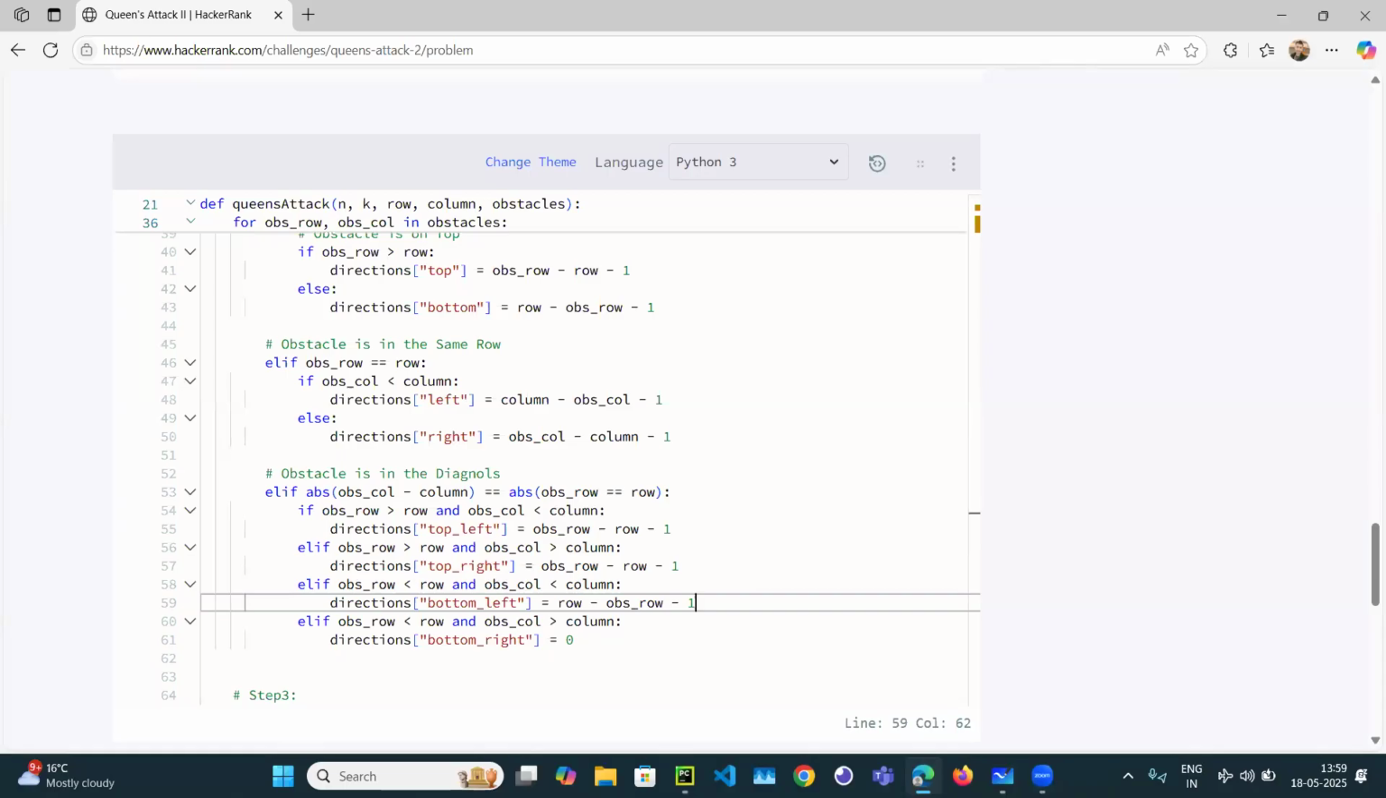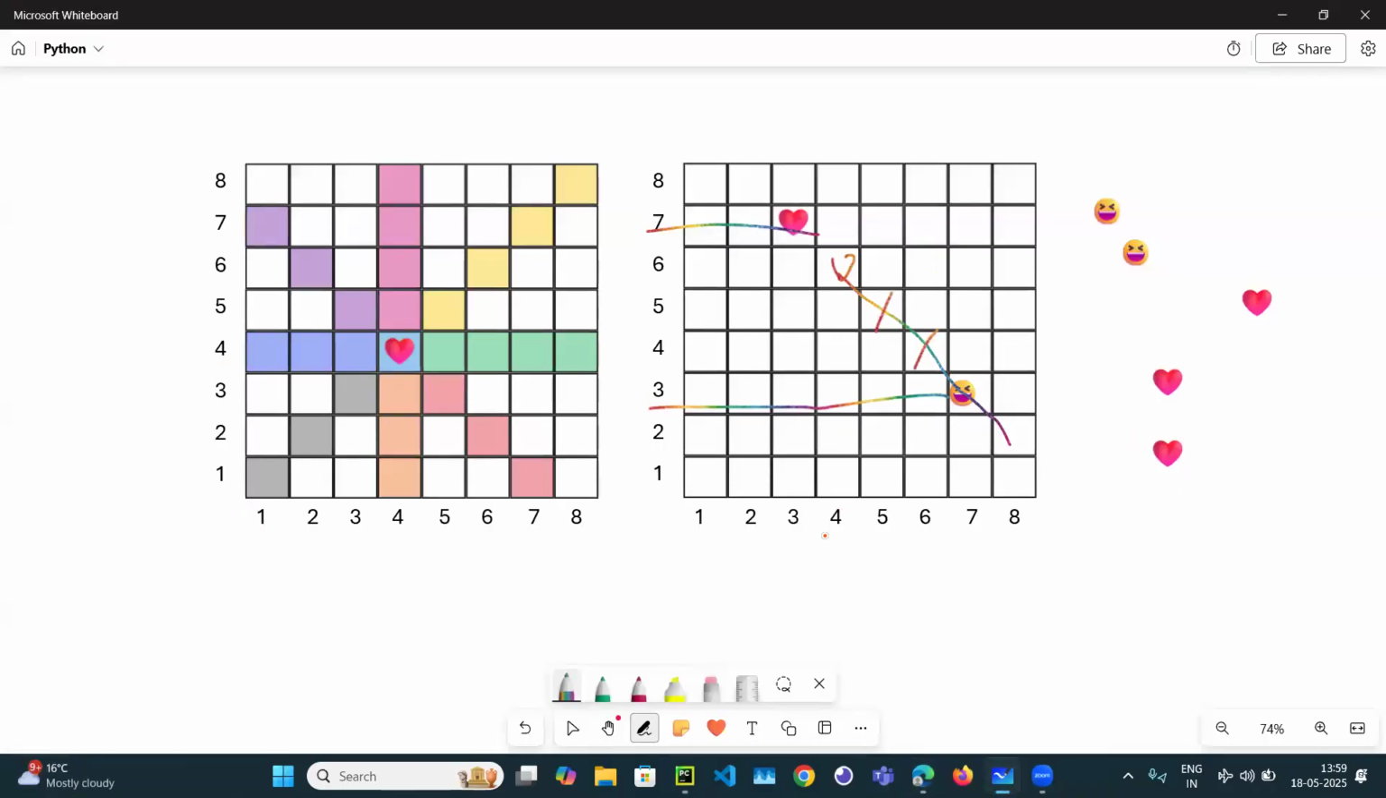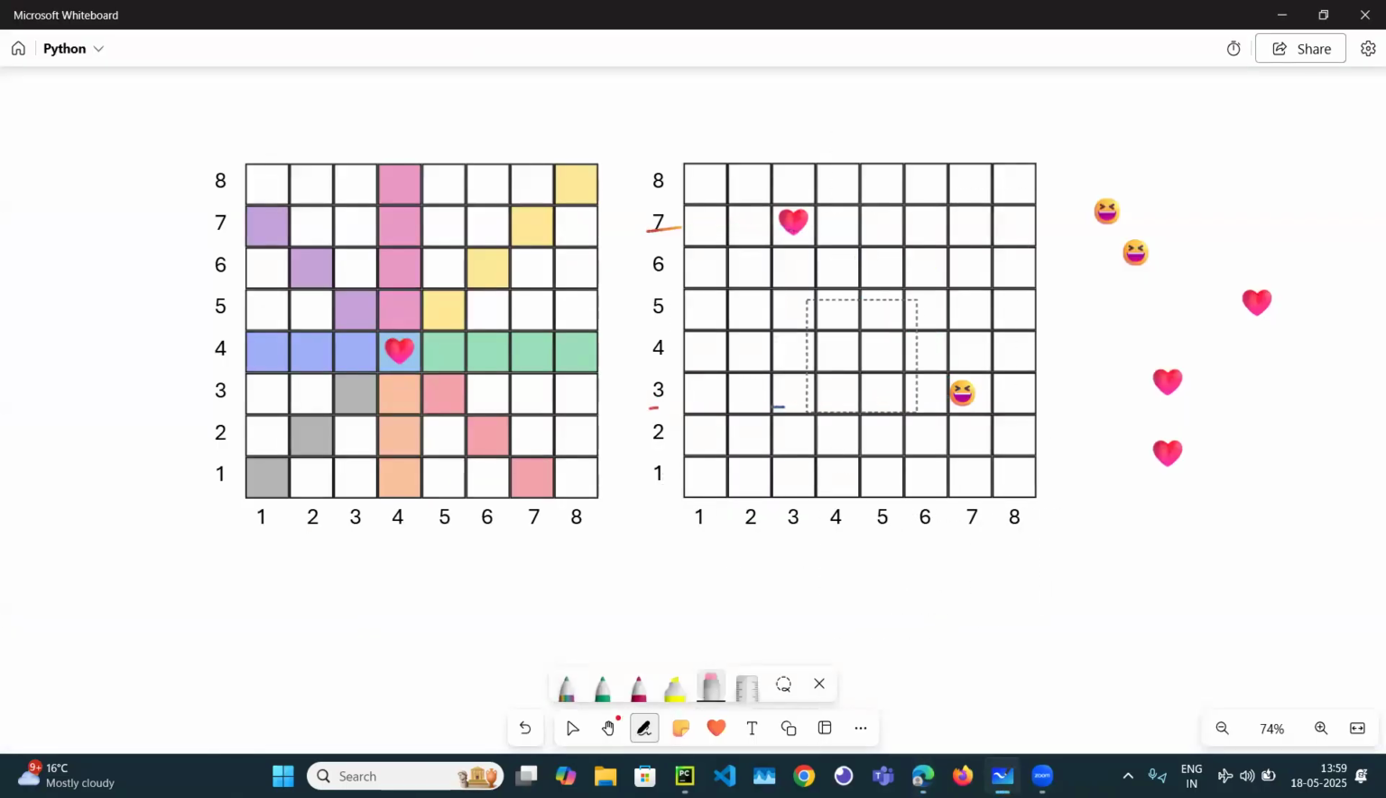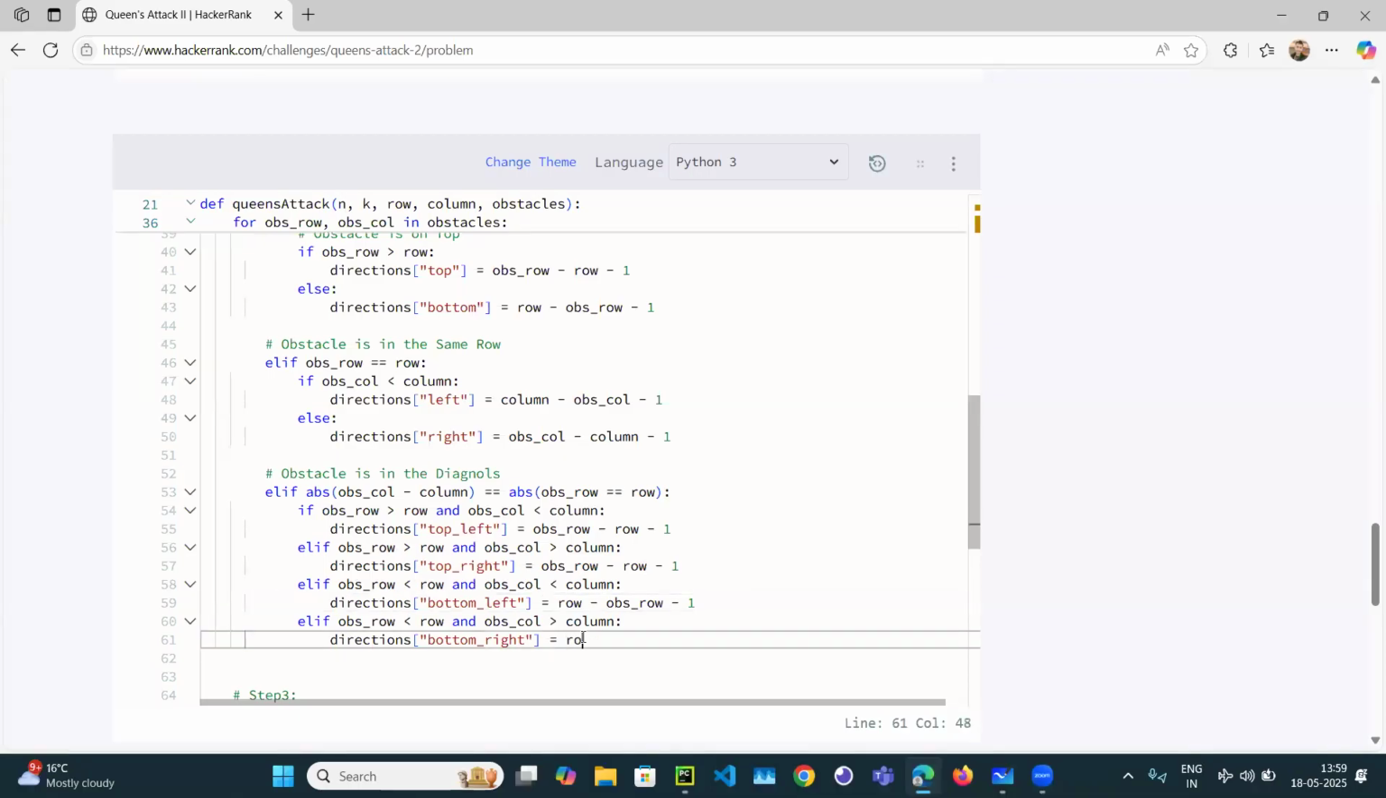Okay, now let's try the bottom right. Let me rub this out. Let me put it here. Earlier it could attack 1, 2, 3, 4, but now only 1. So 5 minus 3 is 2, minus 1. It will be the same: row minus obstacle row minus 1.